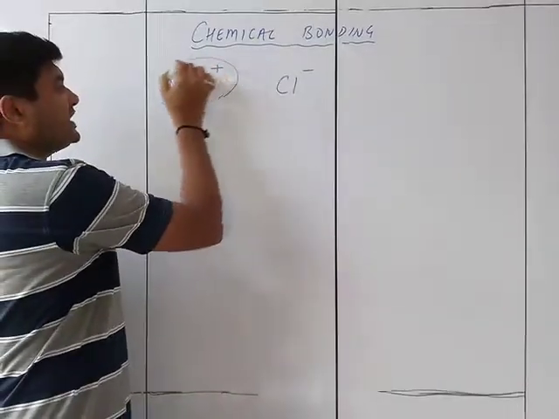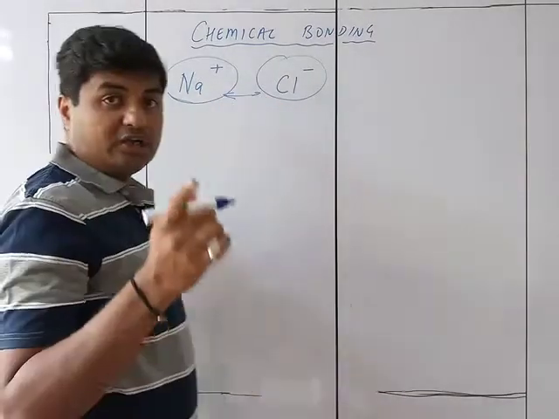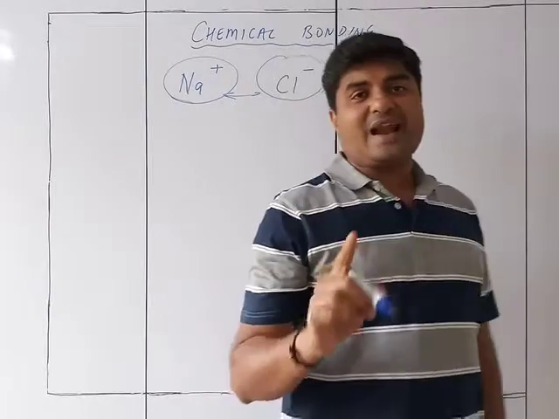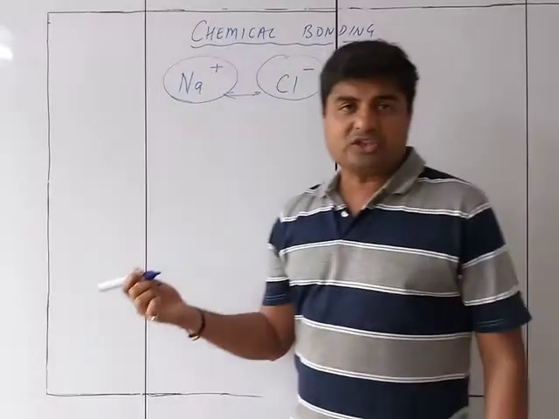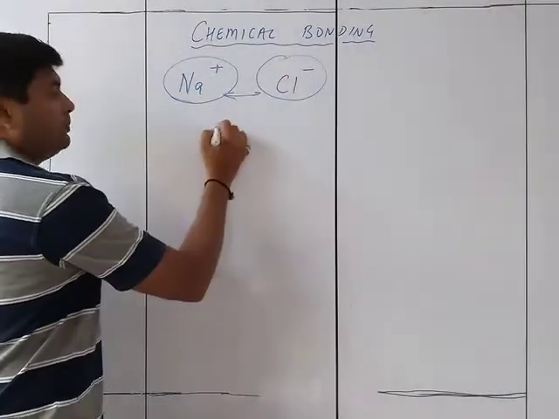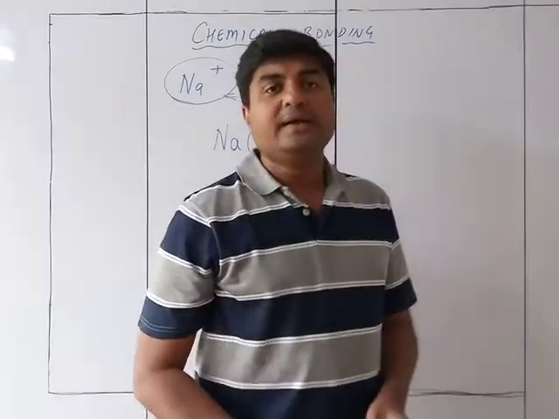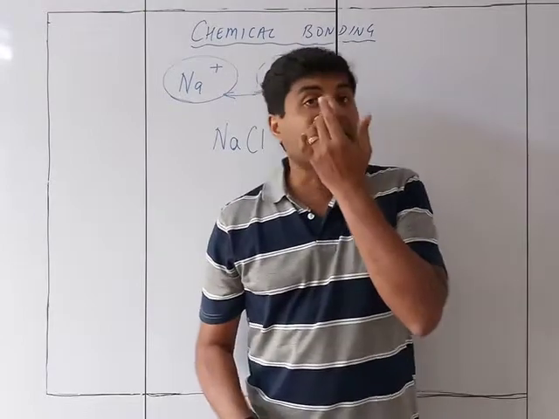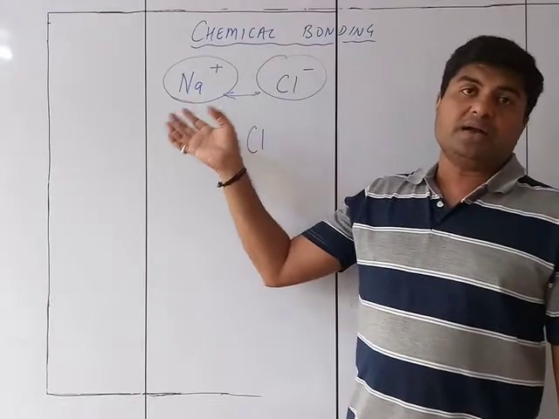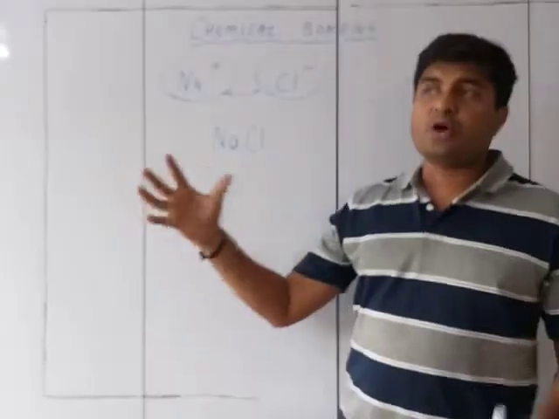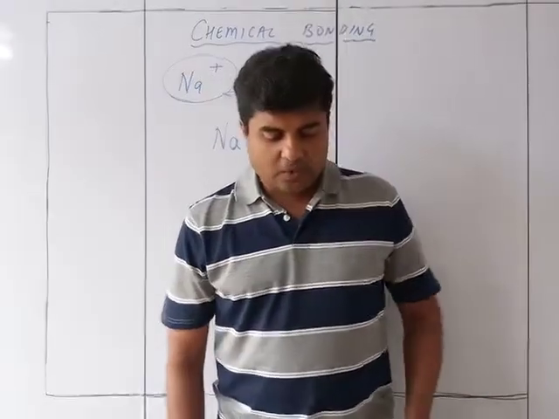The positively charged ion and the negatively charged ion are going to have a force of attraction between the two, because opposite charges attract each other. So these two attract each other and form a bond, which is nothing but NaCl. The formation of NaCl takes place when an electrically positive cation and an electrically negative anion combine together to form a stable molecule.